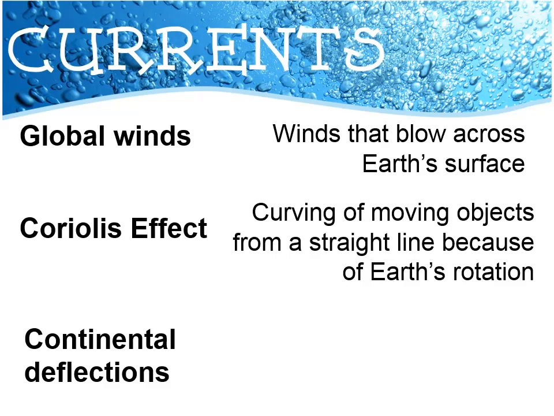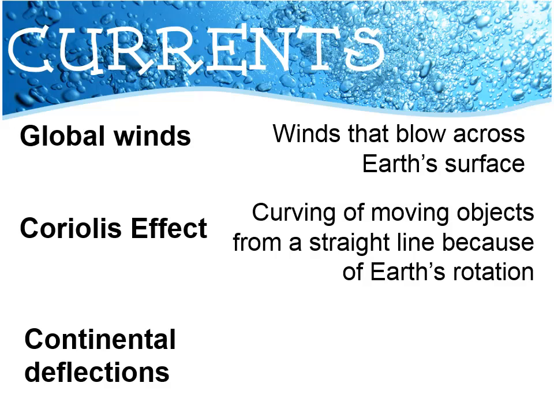Coriolis effect is something that happens because of the spinning of the Earth. It causes the currents to curve from a straight line. See, ocean currents want to flow straight, but because the Earth is spinning, it causes them to curve.